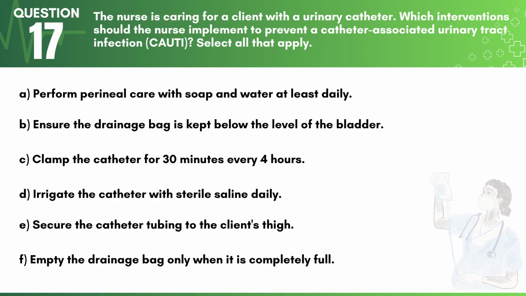Question 17. The nurse is caring for a client with a urinary catheter. Which interventions should the nurse implement to prevent a catheter-associated urinary tract infection, CAUTI? Select all that apply. A. Perform perineal care with soap and water at least daily. B. Ensure the drainage bag is kept below the level of the bladder.